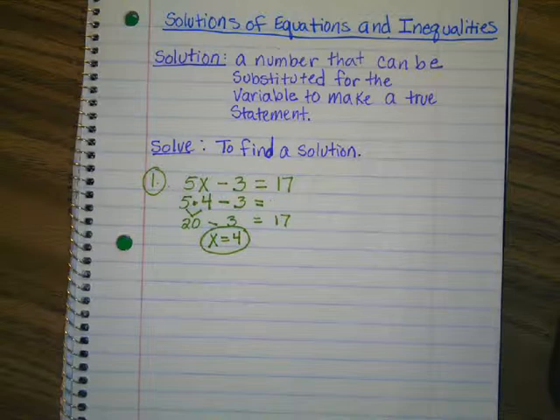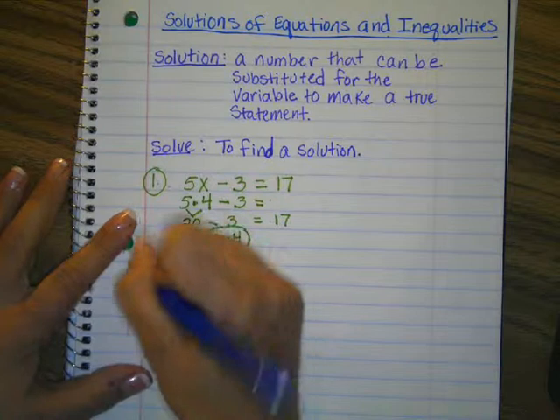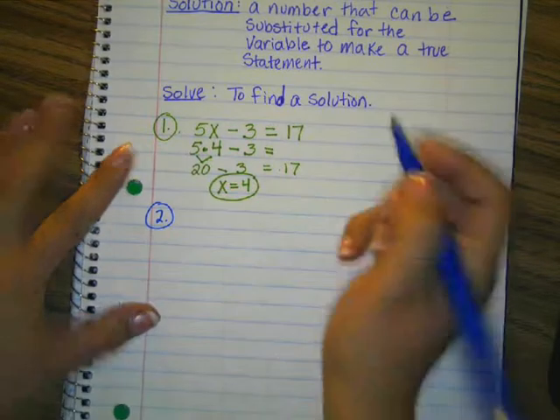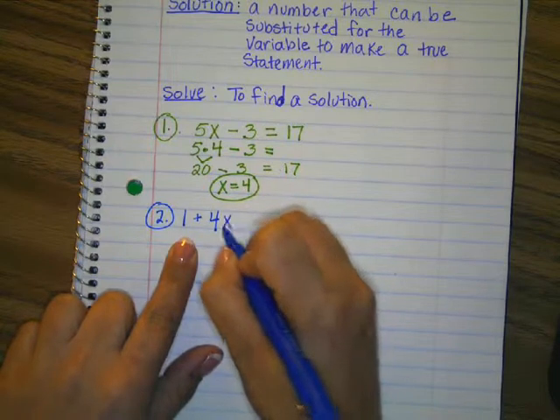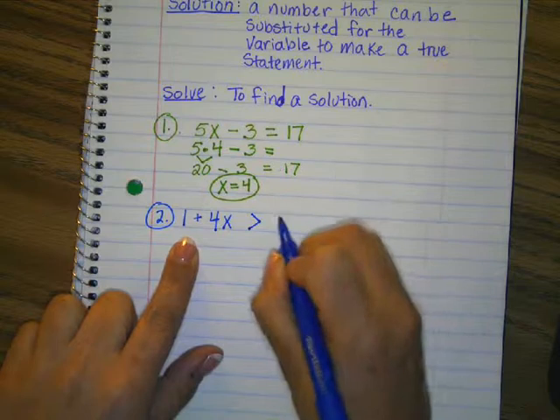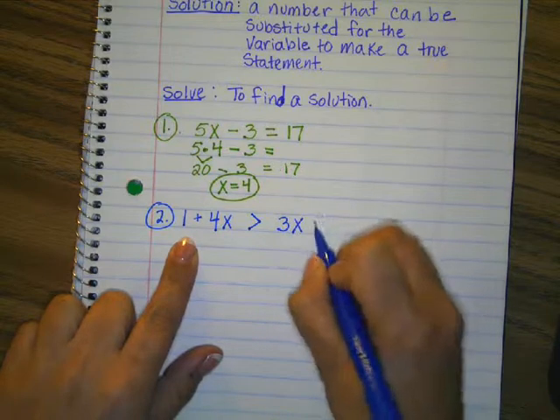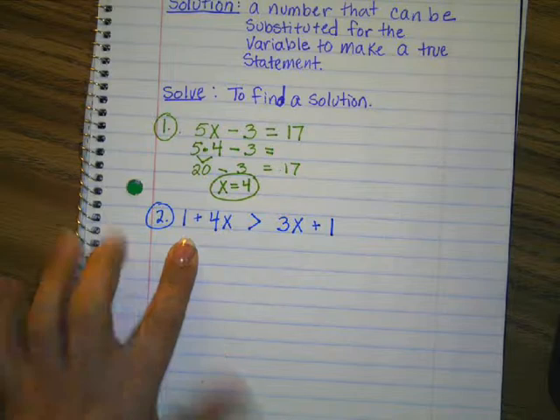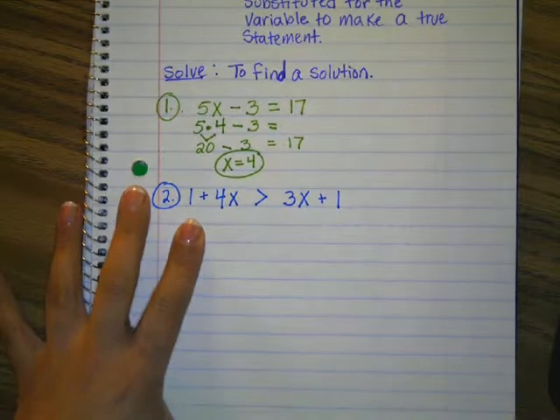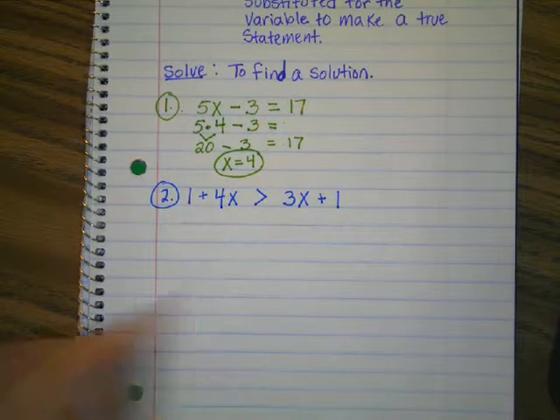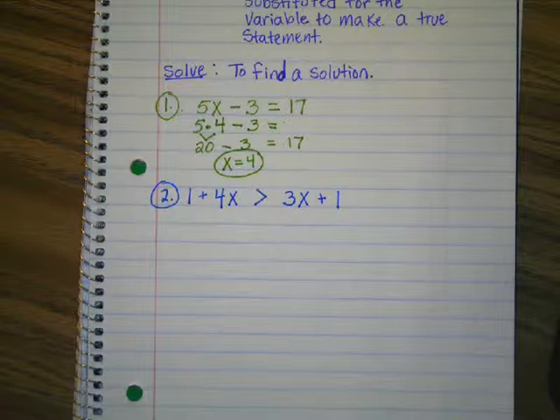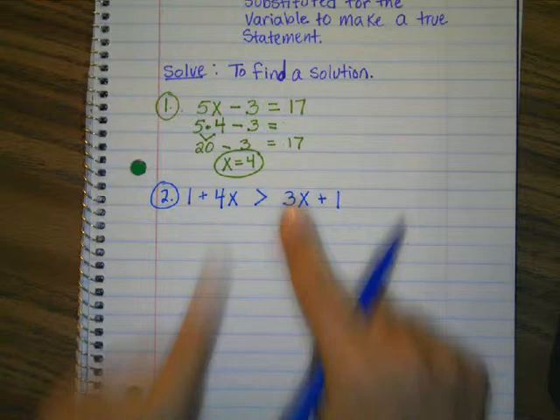This time I have 1 plus 4x is greater than 3x plus 1. So for this problem, the first question I have is, is this an equation or is this an inequality? Trey. Yeah, that greater than sign means it's an inequality. Let's go ahead and solve it for x equals 9.